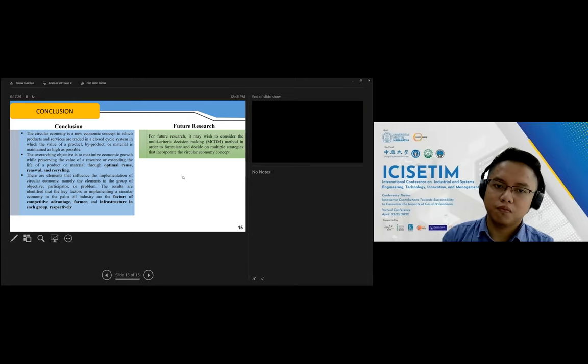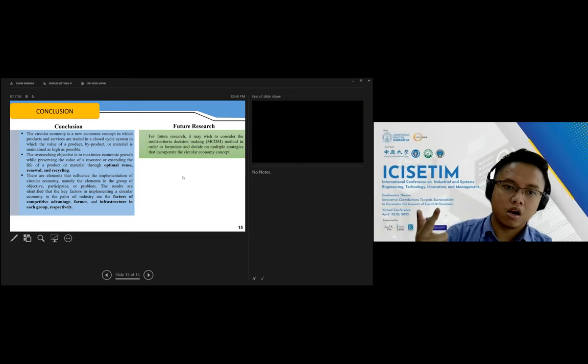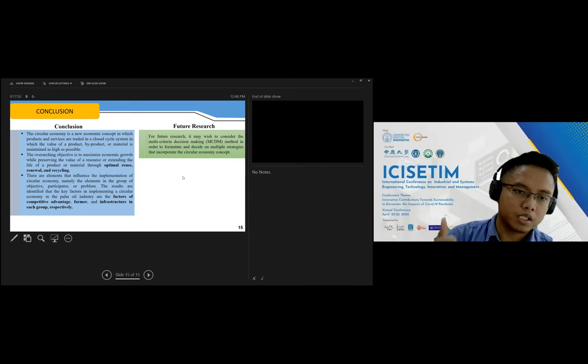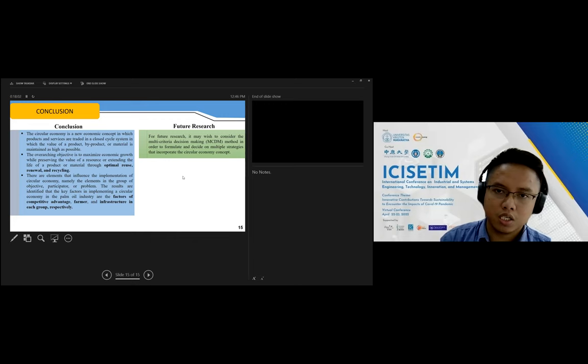There are elements that influence the implementation of the circular economy, namely the elements in the groups of objective, participator, and problem. The result is that the key factors in implementing the circular economy in the palm oil industry are competitive advantage and farmer for the participatory group, and then infrastructure in each group respectively. For future research, it's my wish to consider the multi-criteria decision making method in order to formulate a multi-strategy that incorporates the circular economy concept.